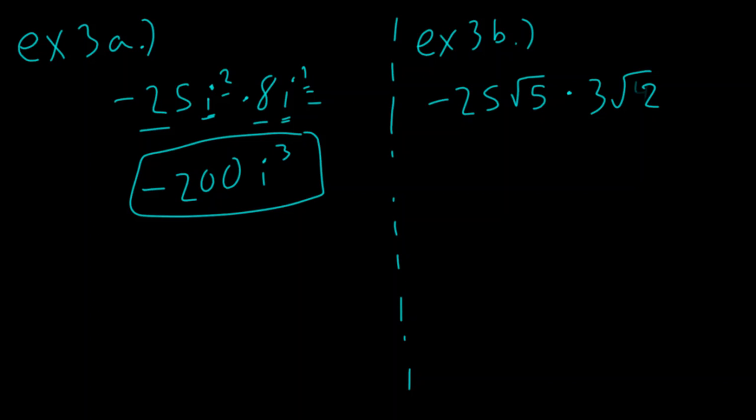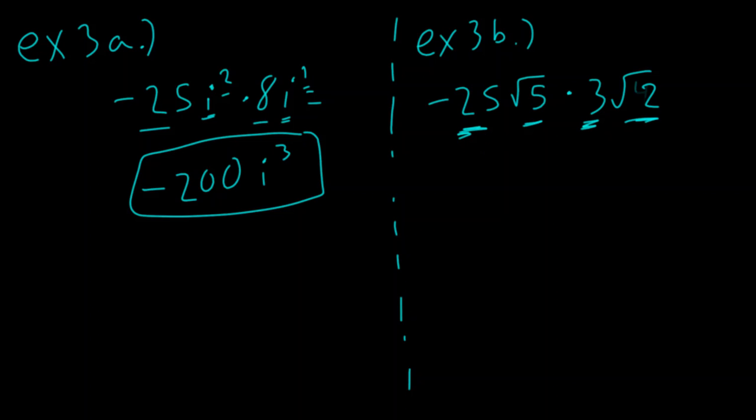Okay, let's talk about example 3b. Now here we have -25 times the square root of 5 times 3 square roots of 2. So wait a second. We know that we could not add these because they have different numbers inside the radical. However, can we multiply them? Well, of course we can.